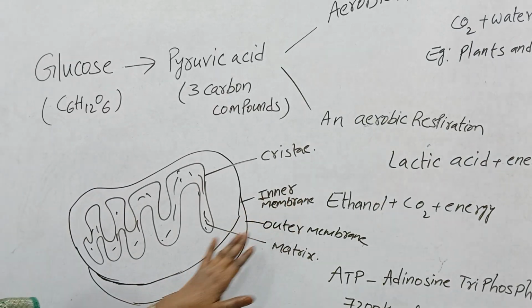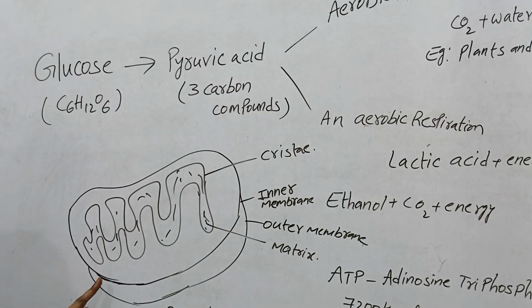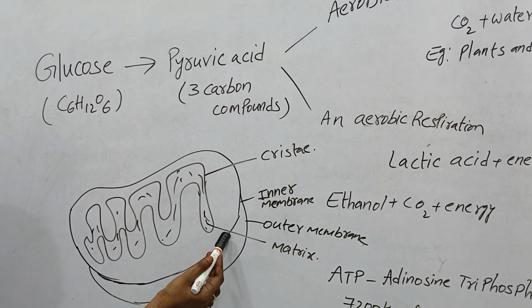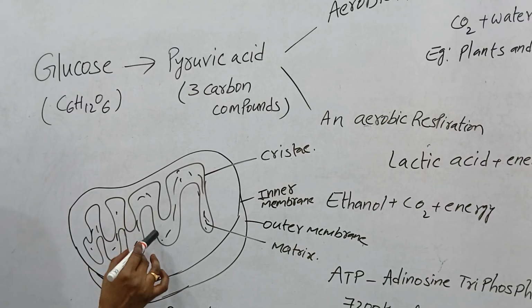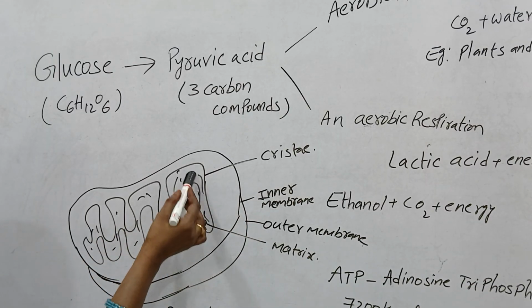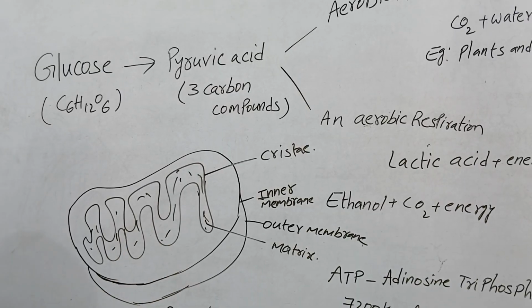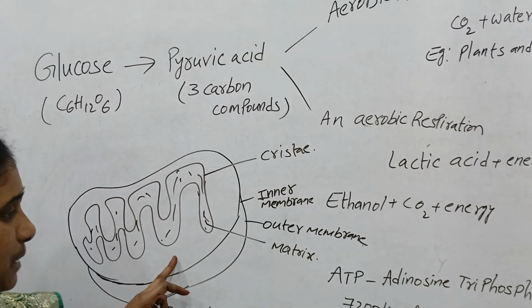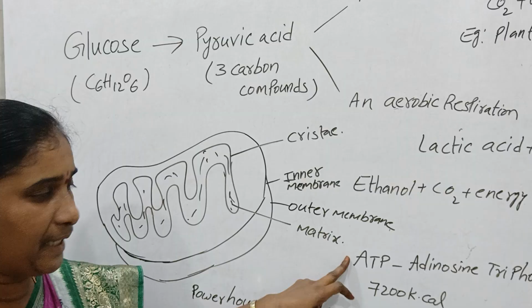Okay. Energy will be stored in the mitochondria. Mitochondria is a cell organelle which can store energy. So mitochondria is called the powerhouse of the cell. So this is the structure of mitochondria. Outer membrane, inner membrane and inner foldings. These folding-like structures are called cristae. Inside the cristae, the fluid content is called matrix. Okay. So energy will be stored in mitochondria in the form of ATP.